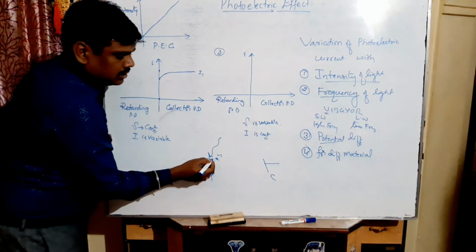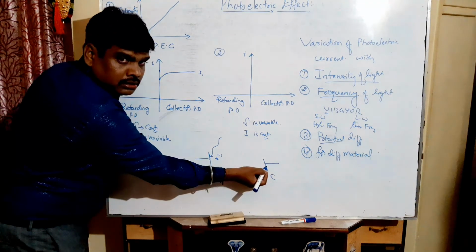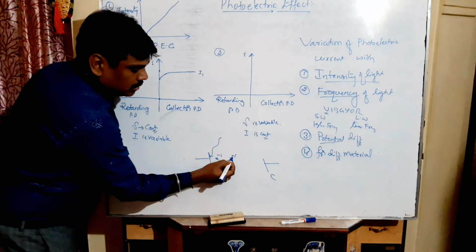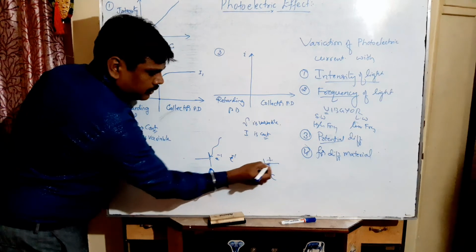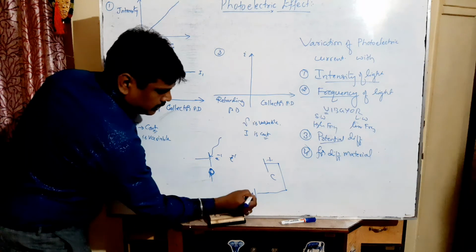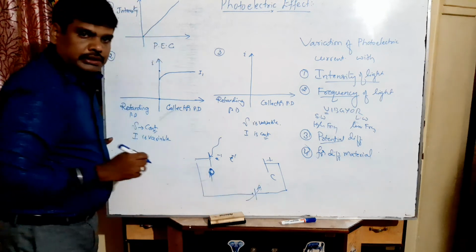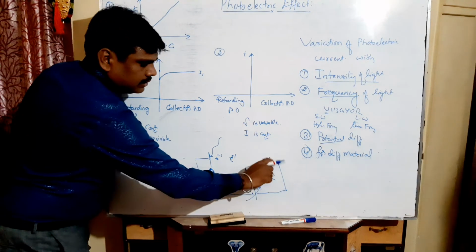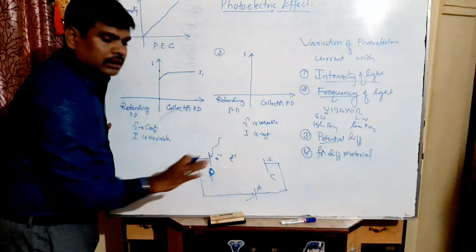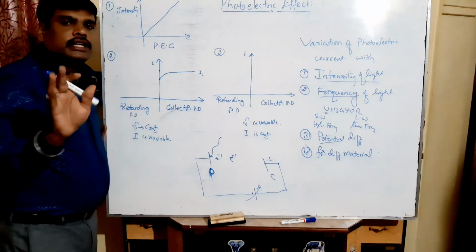Certain electrons are emitted with higher energy, so with zero potential difference also they can reach. But certain electrons are emitted with lesser energy. To absorb these electrons from here to here, we have to apply a potential difference. This is positive and this one is negative. To move the electron from here to here, we have to supply a positive potential. If the collector potential increases, the emitted electrons will be received. When all the electrons are completely absorbed by the collector, the photoelectric current becomes constant. Further, the photoelectric current does not increase.